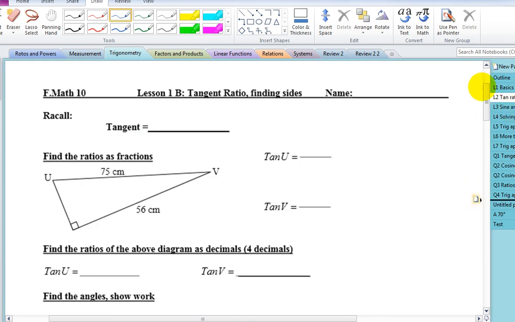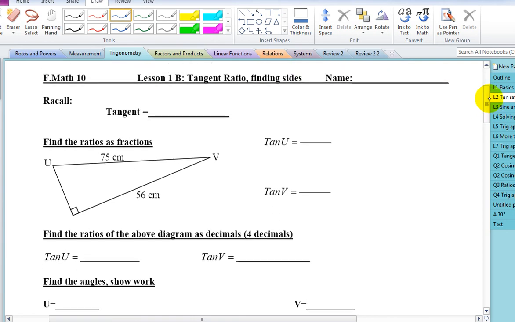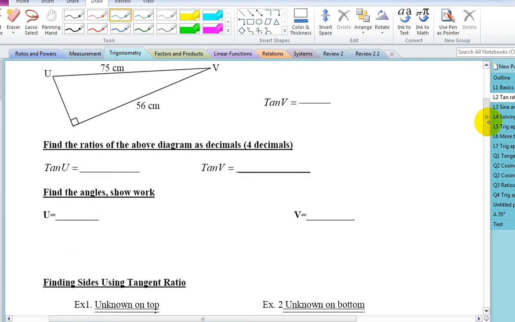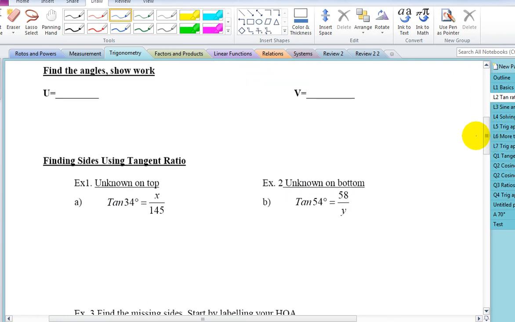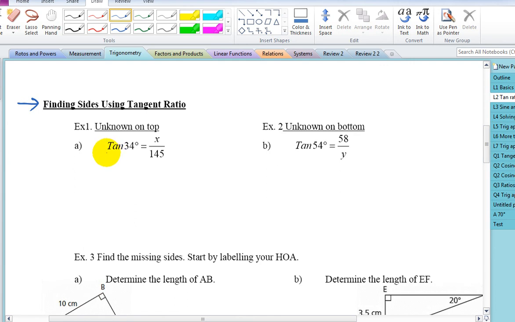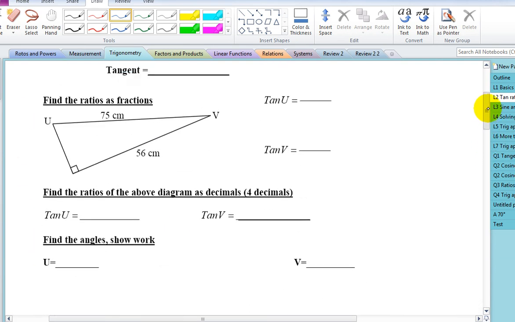So, we've already done all this stuff. What we're going to do is go down to finding sides. This is the last piece. This is the piece we actually use the most of. It's actually the easiest. So, we have our ratio, tan 34 degrees. There's a fraction, but we don't know the top side. This is the next page. Yeah, halfway down. This is on top. It's got a different title.